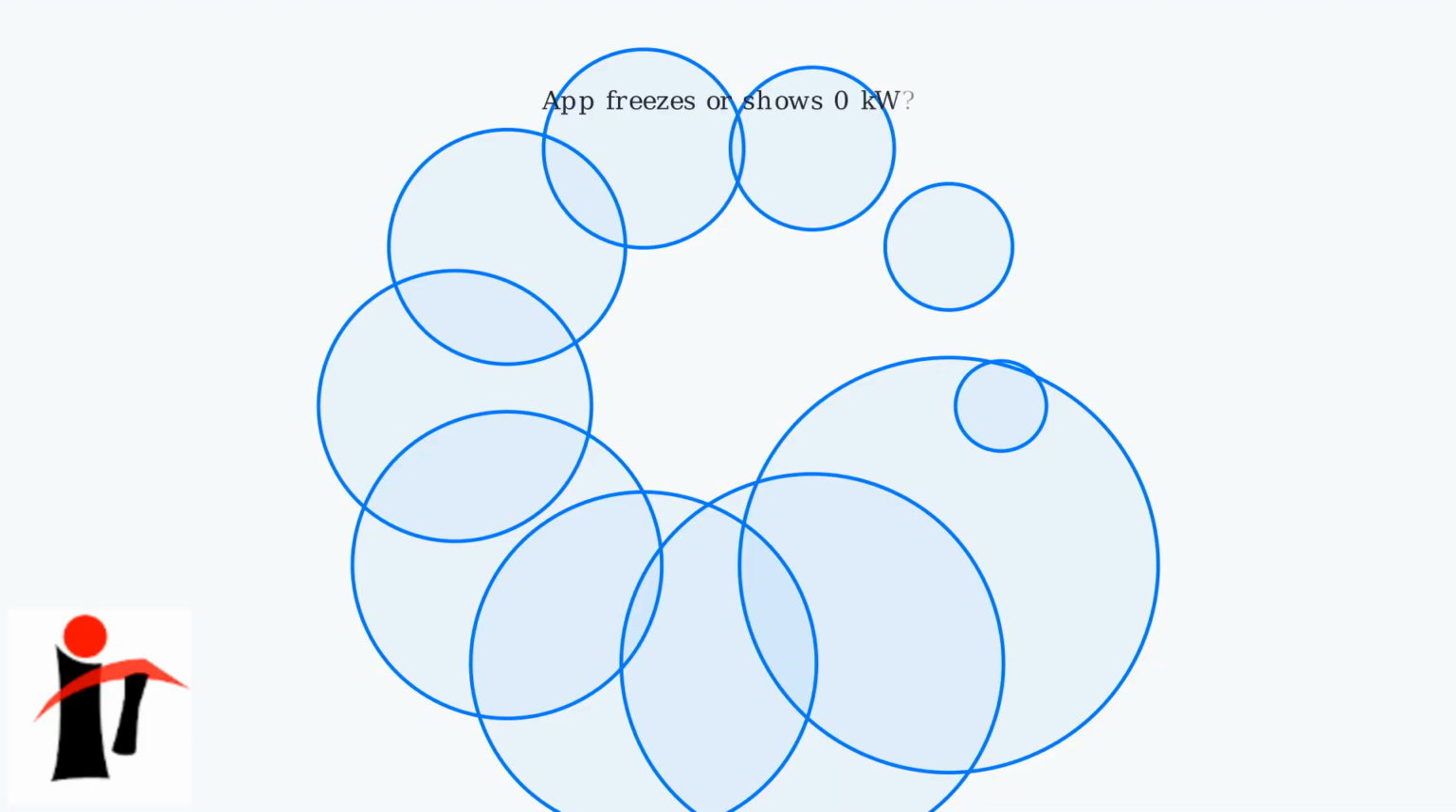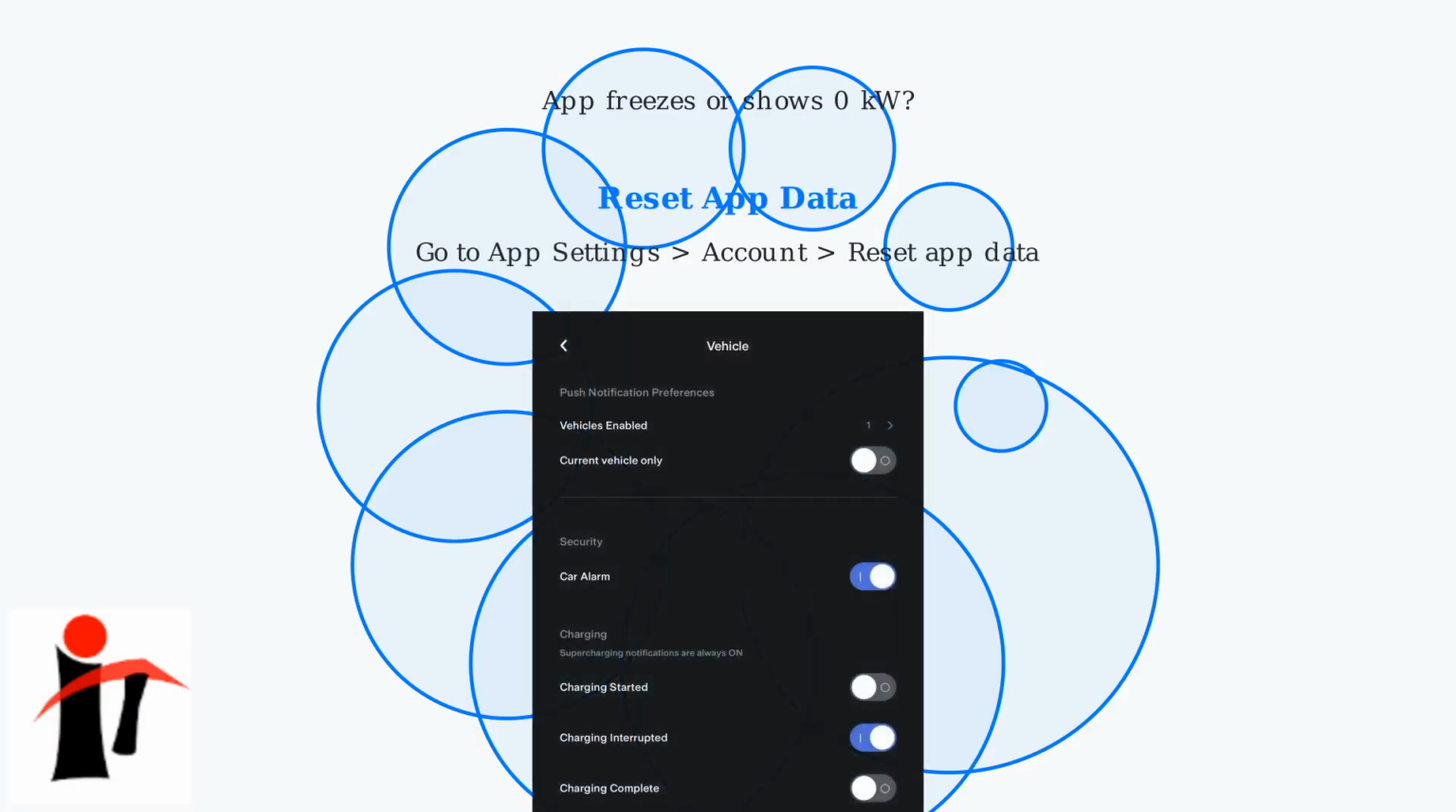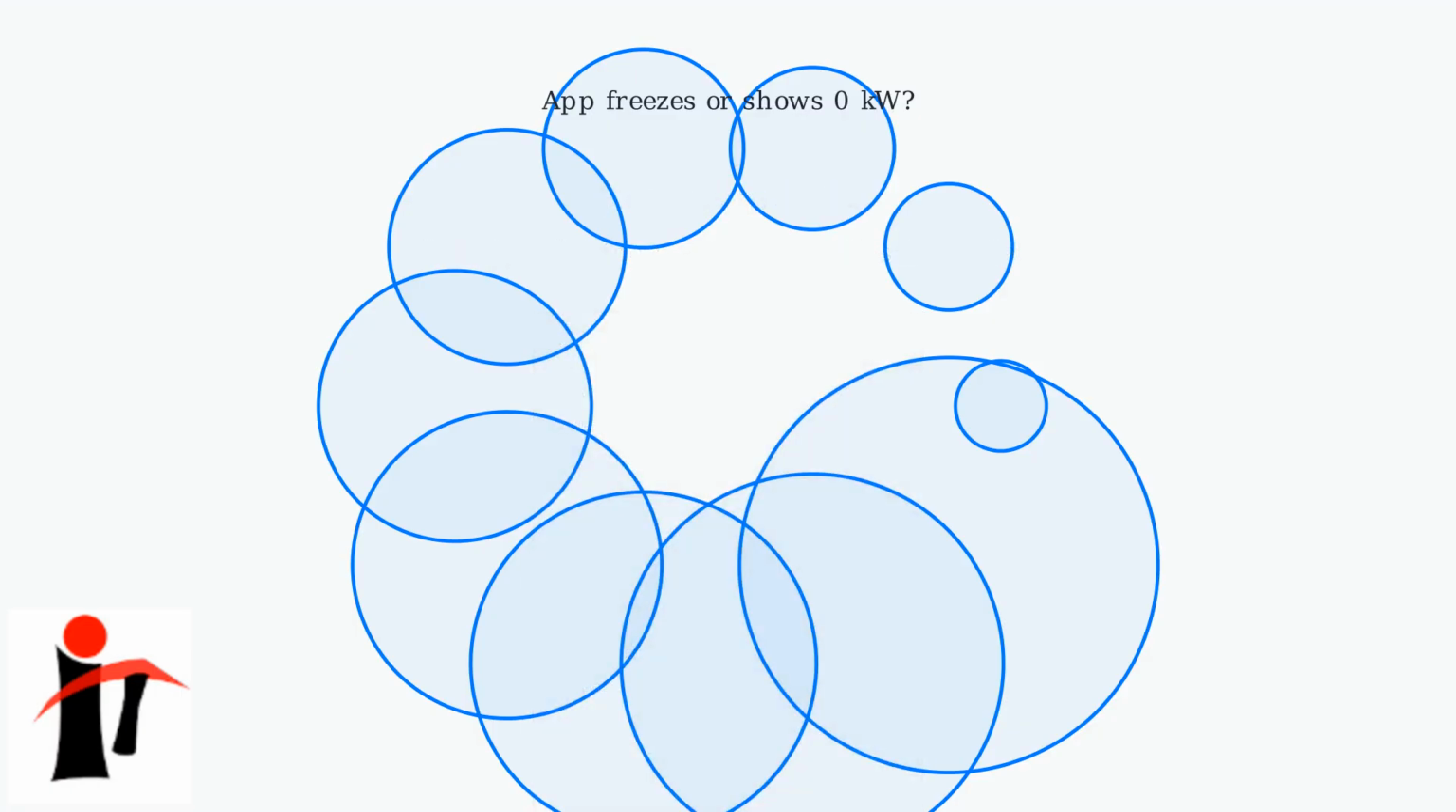Sometimes the Tesla app freezes or displays incorrect charging information, like showing 0 kilowatts instead of the actual charge rate. This often happens due to connectivity glitches between the app and your vehicle's infotainment system. To fix this, try resetting the app data. Navigate to the app settings, go to Account, and select Reset App Data. This clears cached information that might be causing the freeze.